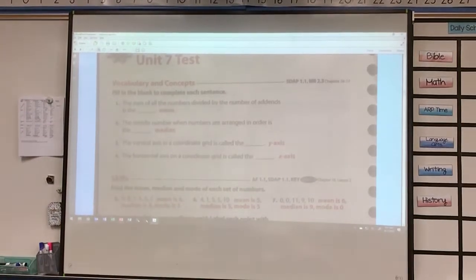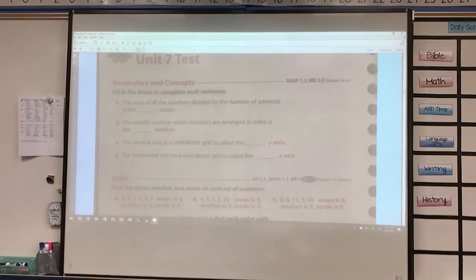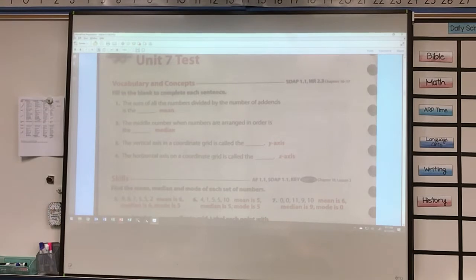Number 1, the sum of all the numbers divided by the number of addends is the mean. The middle number when numbers are arranged in order is the median. Number 3, the vertical axis in a coordinate grid is called the y-axis. The horizontal axis on a coordinate grid is called the x-axis. So check those real quick. And then move down to 5, 6, 7, and 8.